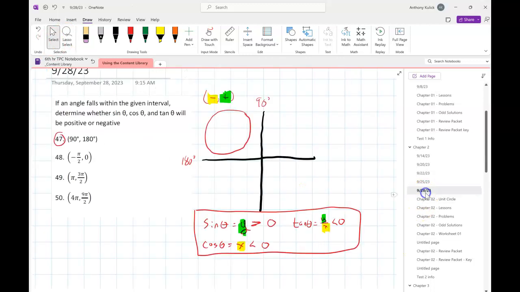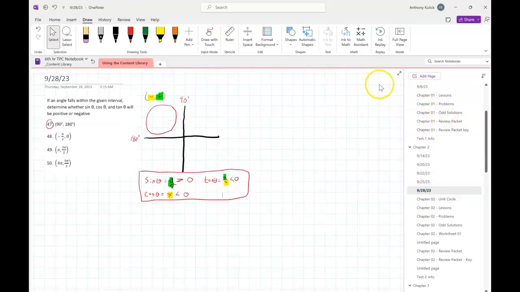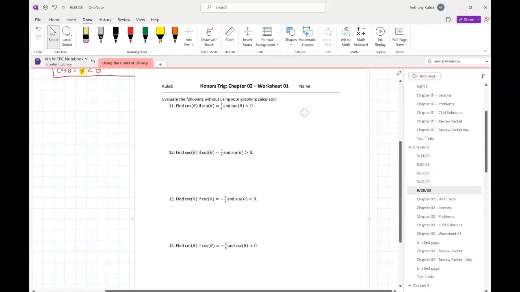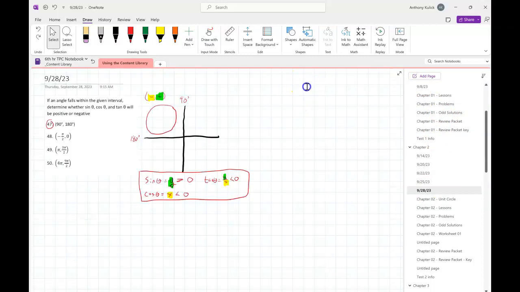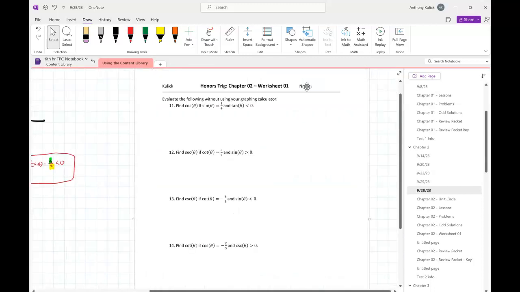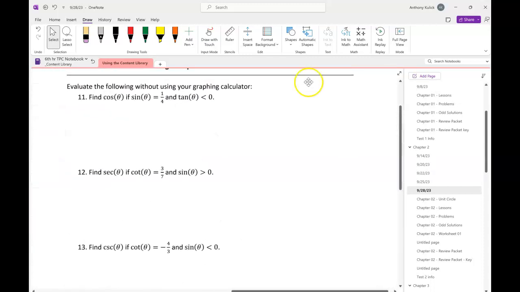Drop that page in. So where I thought it was going to go. There we go. All right. It says find cosine theta if sine theta is 1/4 and tangent theta is negative.